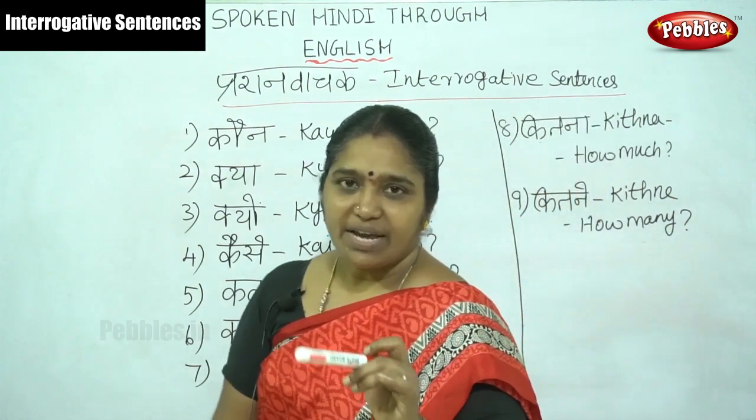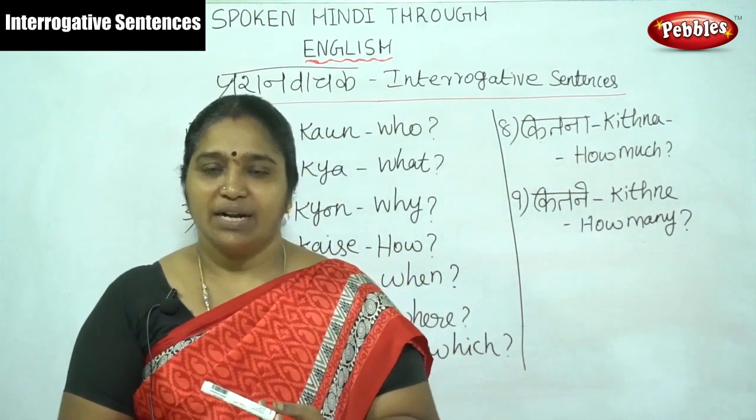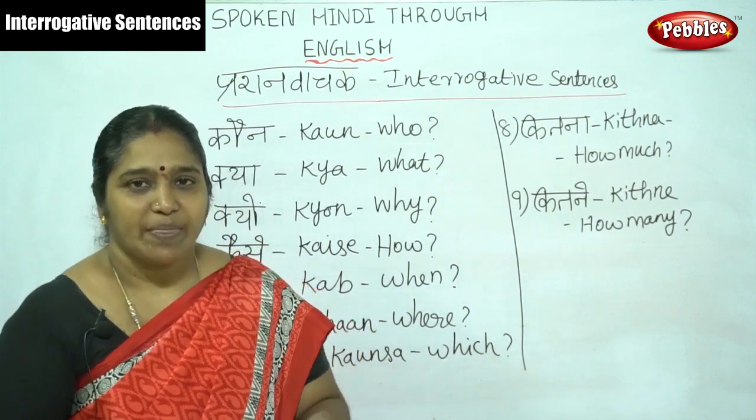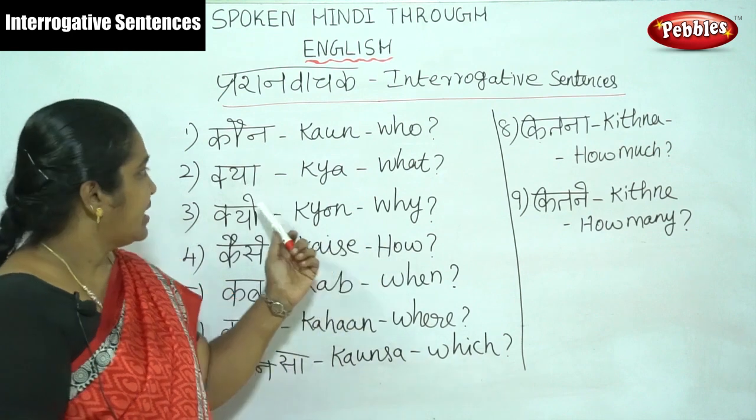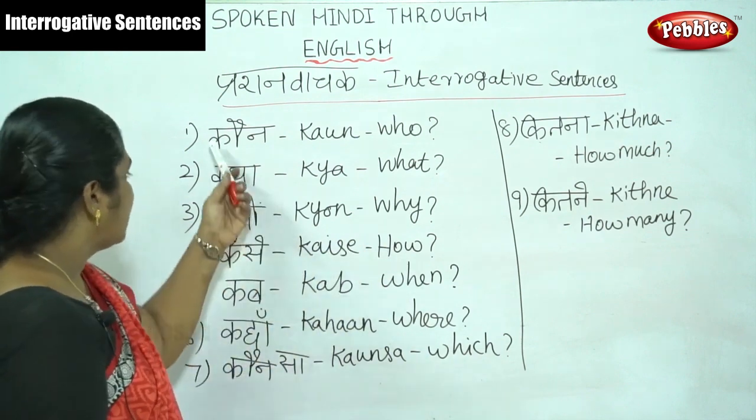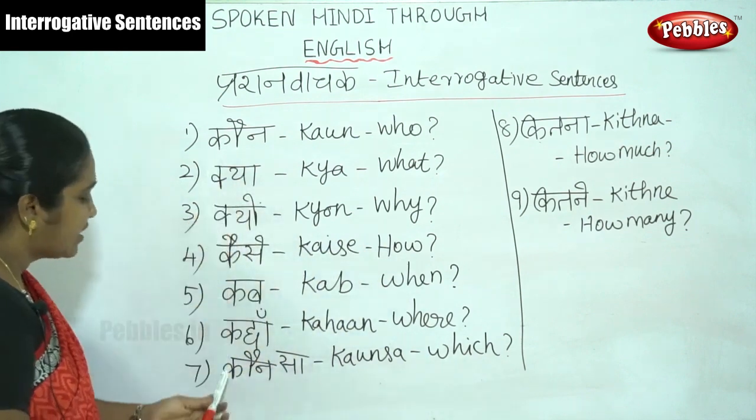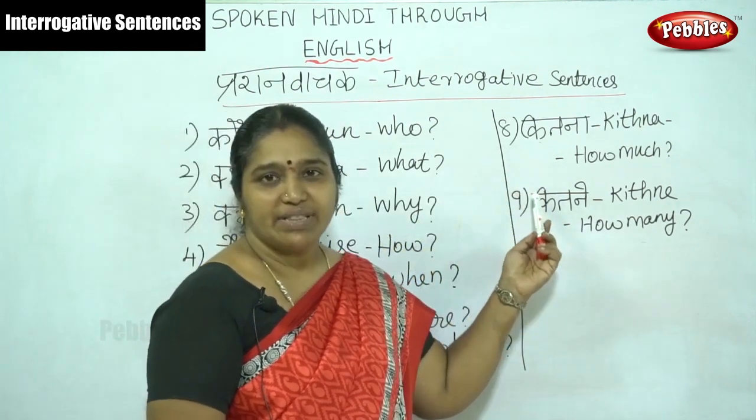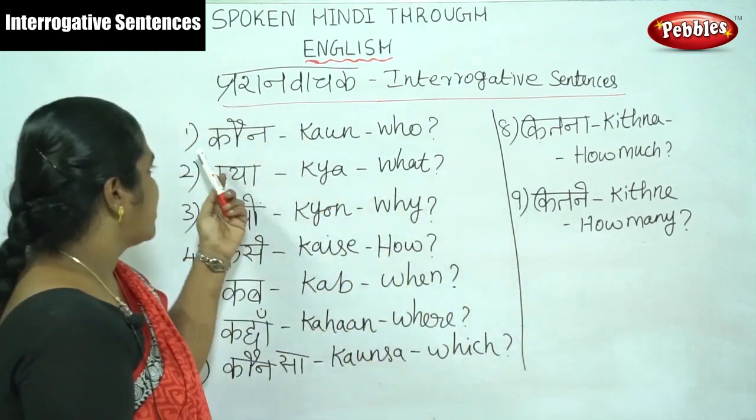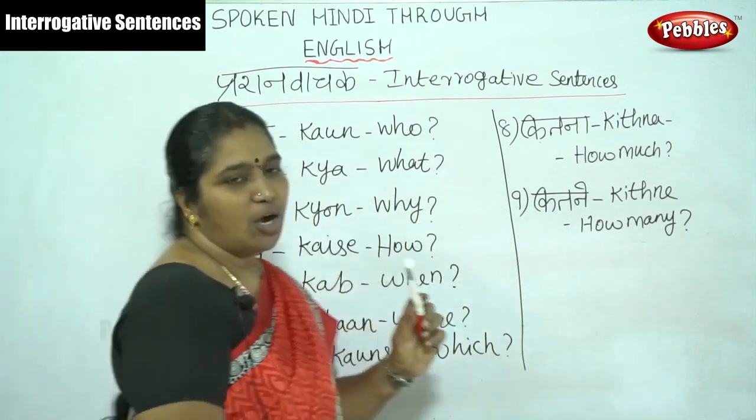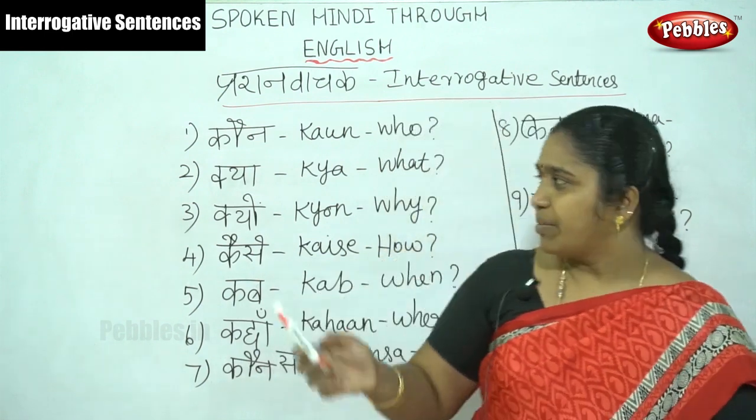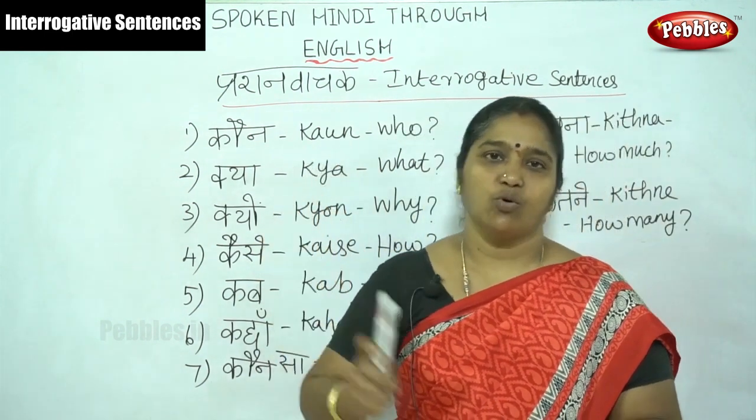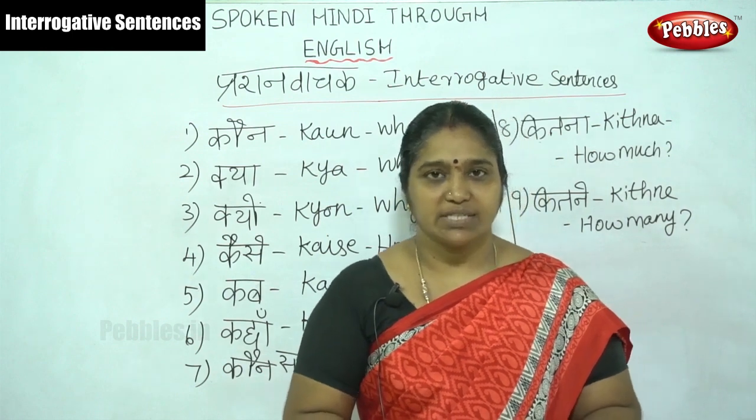In English we are having WH questions and H type questions. Likewise we are having all the questions here. All the questions in Hindi start with "ka". The first one we can see is "kaun". The pronunciation is "kaun". In English we call it who.